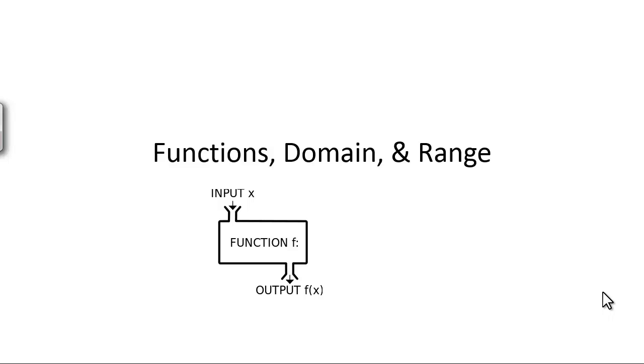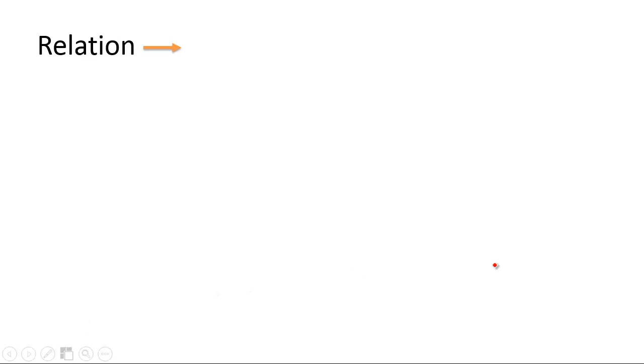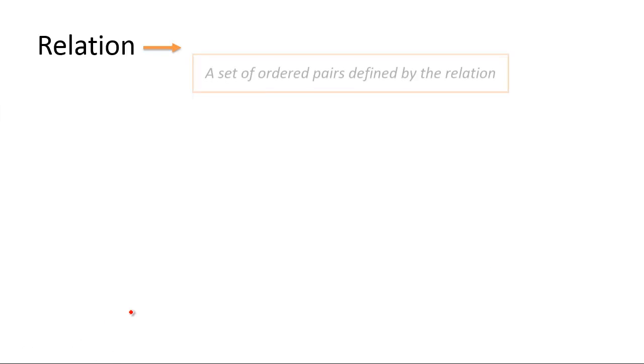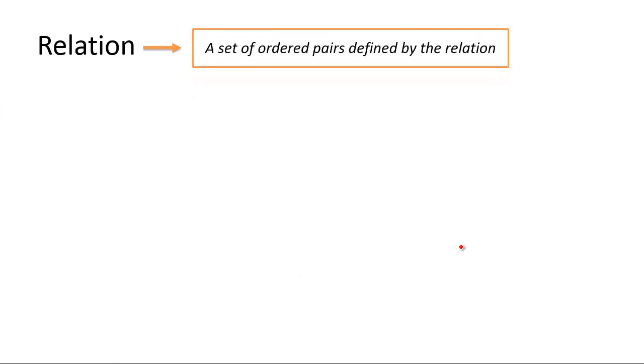This lesson is on functions, domain, and range. Before we can begin to understand functions, we need to look at relations, because functions are specific types of relations. A relation is a set of ordered pairs defined by the relation.